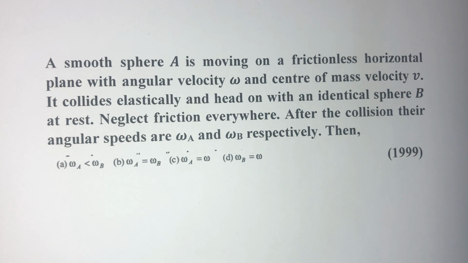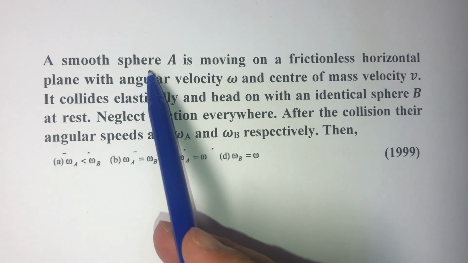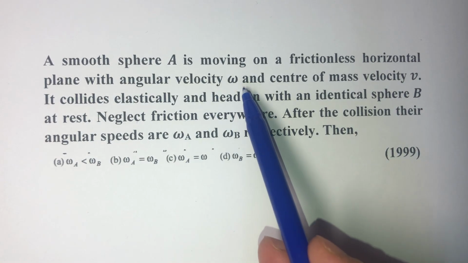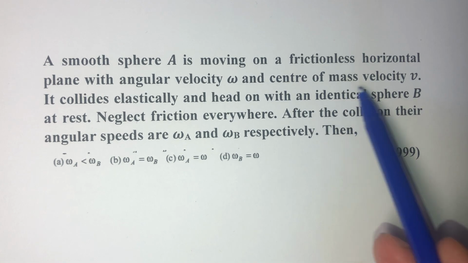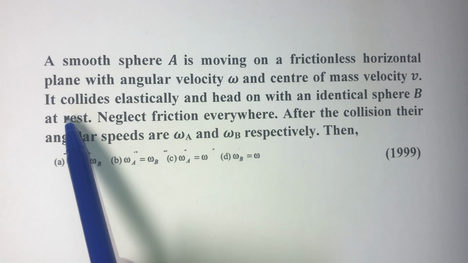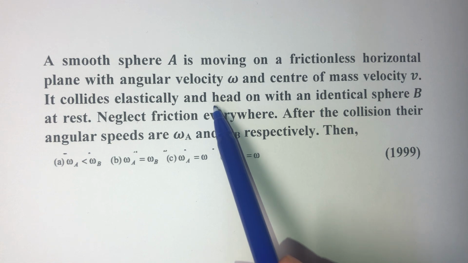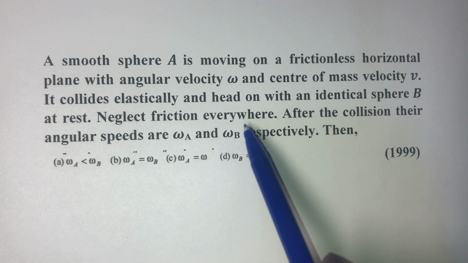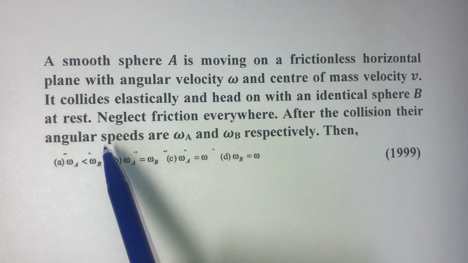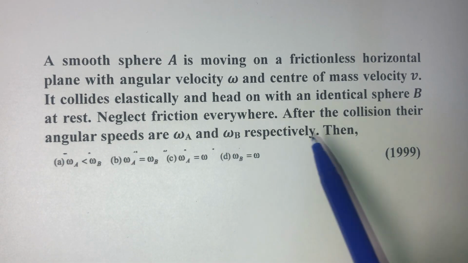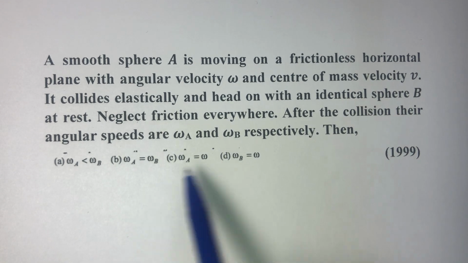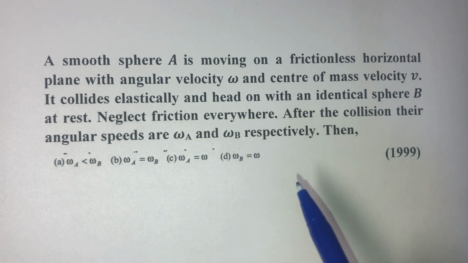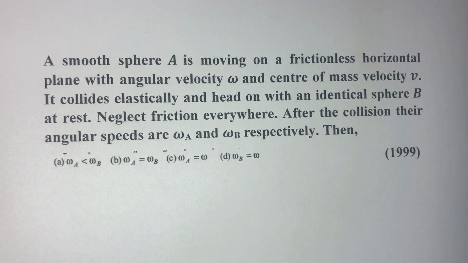Hello friends, in today's question, a smooth sphere A is moving on a frictionless horizontal plane with angular velocity omega and center of mass velocity v. It collides elastically and head-on with an identical sphere B at rest. Neglect friction everywhere. After the collision, their angular speeds are omega A and omega B respectively. Then we have to find the relationship between omega A, omega B, and omega. One of the options.